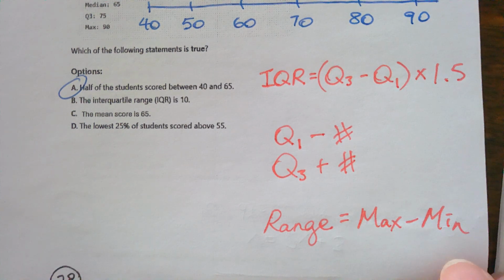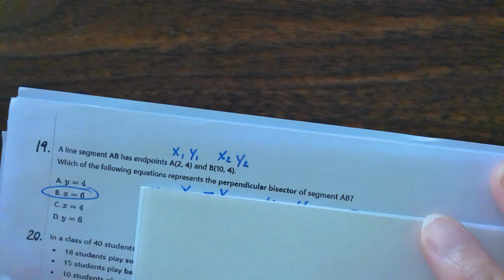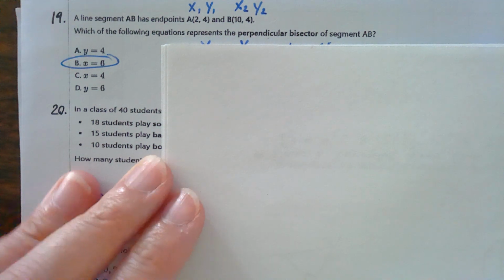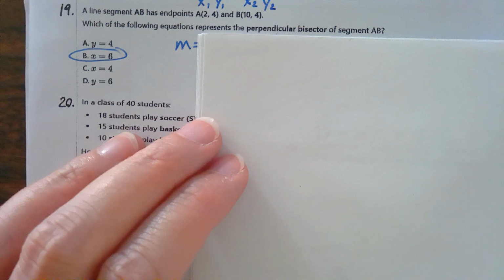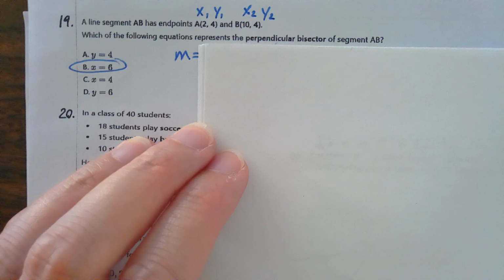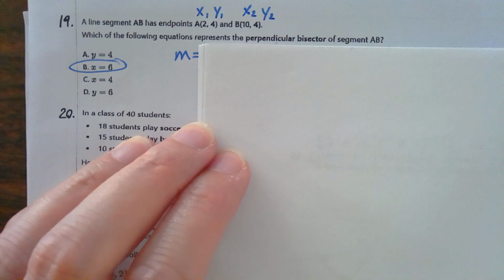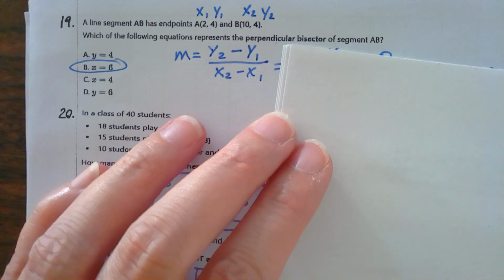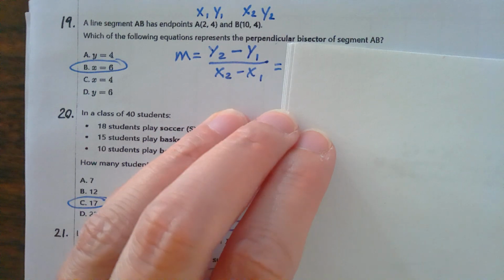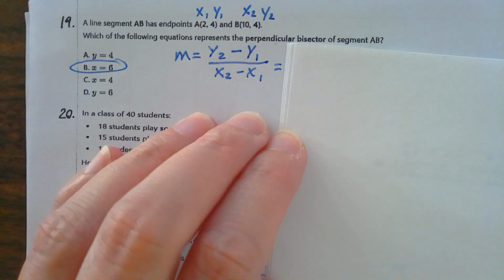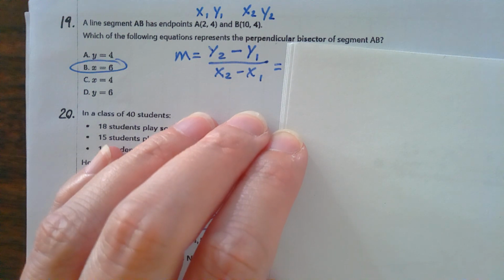Alright, number 19. You're given 2 points. You have to find the slope. What is the slope formula? M equals... Do you remember? Nicholas? Right. So Jared, do you need to memorize this for the exam? Yes. Don't make it your own formula. Make sure you have it.